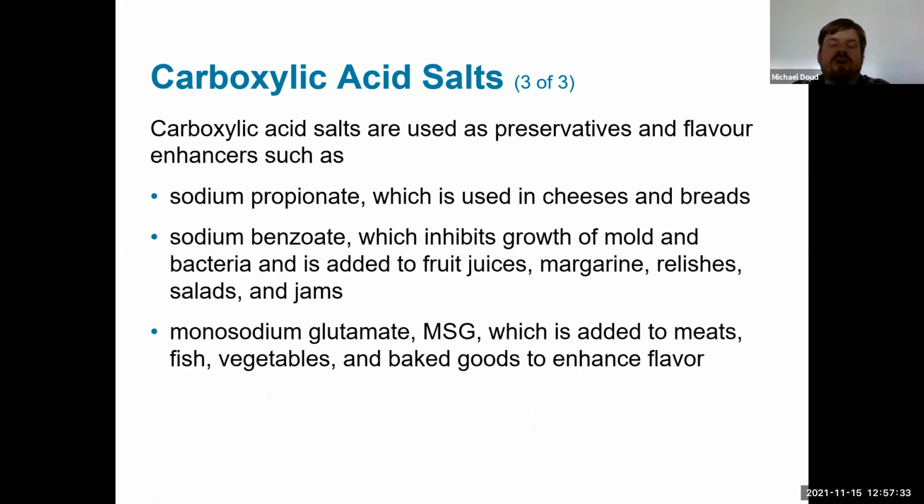So some of the ones that are used are, for example, sodium propionate, or propanoate is what we would call it. And that's in cheeses and breads, frequently used as a preservative. Sodium benzoate inhibits growth of mold and bacteria, and is frequently used for fruit juices, margarine, relishes, salads, and jams. And then finally, MSG is a flavor enhancer, which gives like an umami flavor.